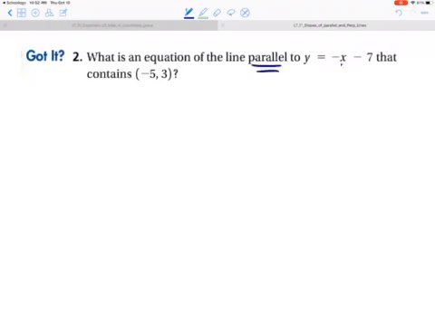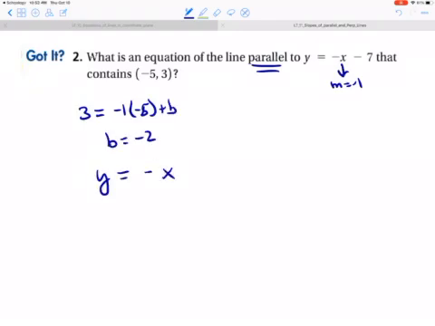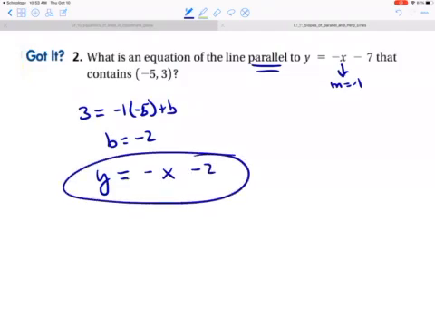Okay, parallel, same slope. The slope here is -1, and I've got this point. So if I plug this into y equals mx plus b, y equals -1 times x, which is -5, plus b, and I solve this for b, I get b is -2. So my equation is y equals -x minus 2. You could also get that equation by doing the point slope form.